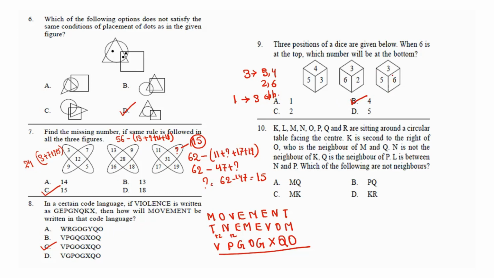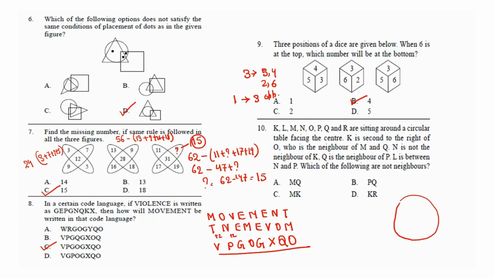Okay. Now we come to question number 10. In question number 10, it is said K, L, M, N, O, P, Q, and R are sitting around a circular table facing the center. K is the second. So first write down. So this is a round circle.